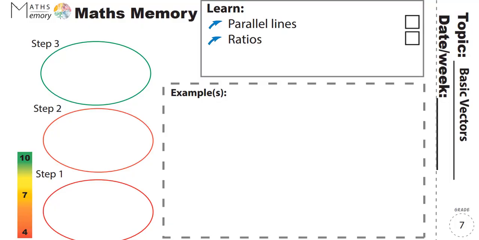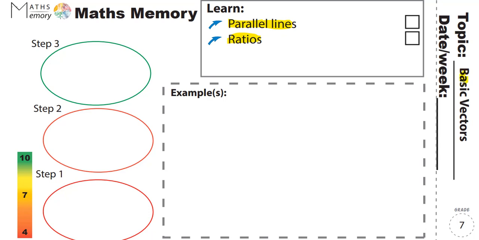It's basic vectors. This is Maths Memory, and again we're going to show you how to create step-by-step revision cards during this video. So let's get your card. Let's write these two key objectives on your learned category over here. So we're going to show you how to identify, understand and apply parallel lines in this topic, and also use and apply ratios. These two come up a lot.